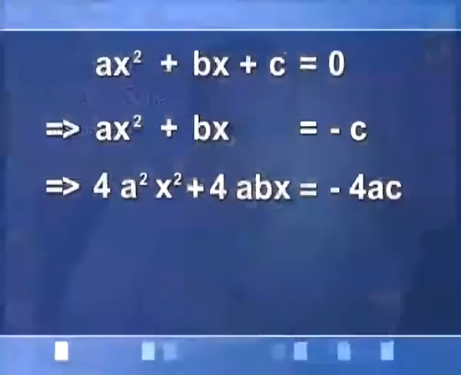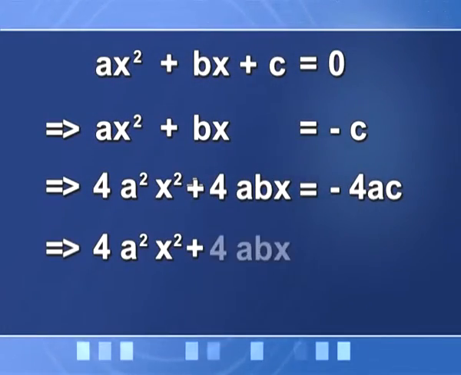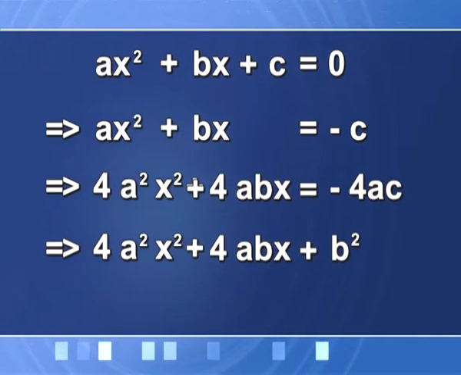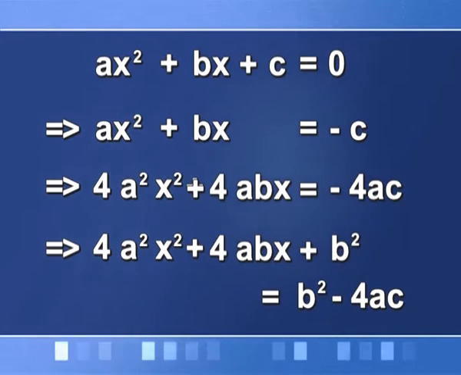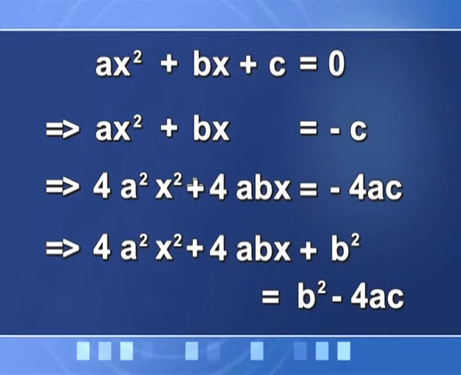Where does b come from? b is the coefficient of x. So, the square of the coefficient of x I add to both sides. I get 4a square x square plus 4abx plus b square is equal to b square minus 4ac. Look at the right hand side, this is b square minus 4ac, all constants.